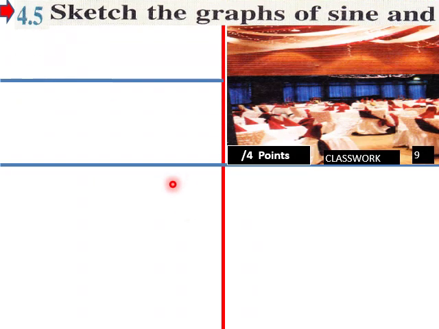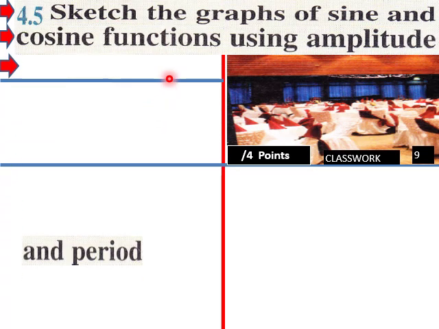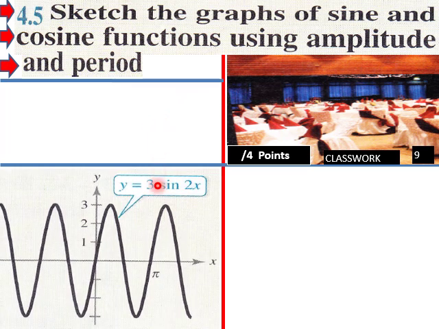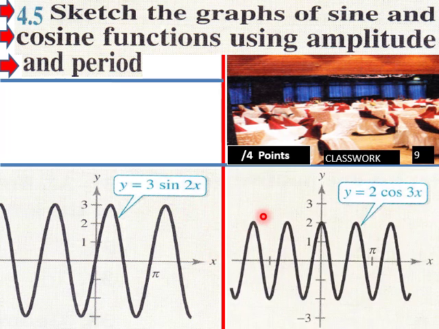Into our next section here, 4.5, sketch graphs of sine and cosine functions using amplitude and period. So here we have a sketch of a graph, y equals 3 sine 2x, and then y equals 2 cosine 3x. Again, you can see our amplitude here is only 2, over here it's 3, and then cosine 3x.